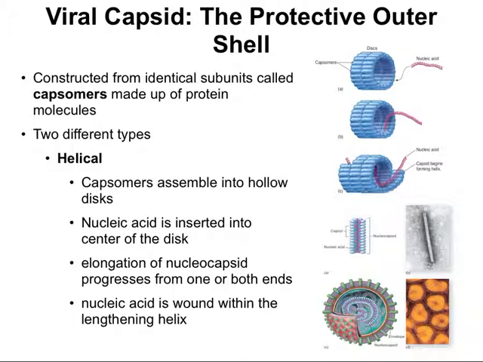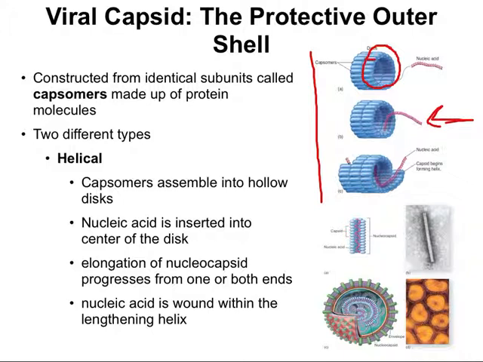First, let's look at the helical arrangement. You can see this helical arrangement in the top figure here. Capsomers assemble into hollow discs, so each blue subunit in here is a capsomer. And they've assembled in a structure such to form a disc that's hollow in the center. The nucleic acid is then inserted into the center of the disc.